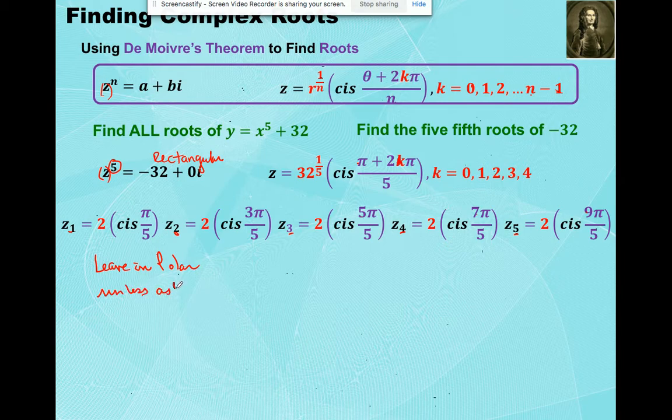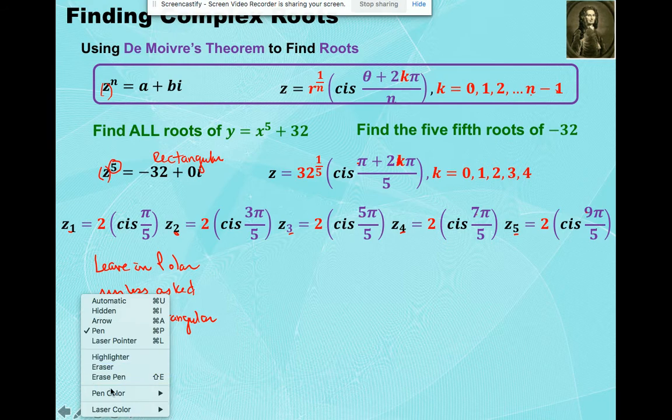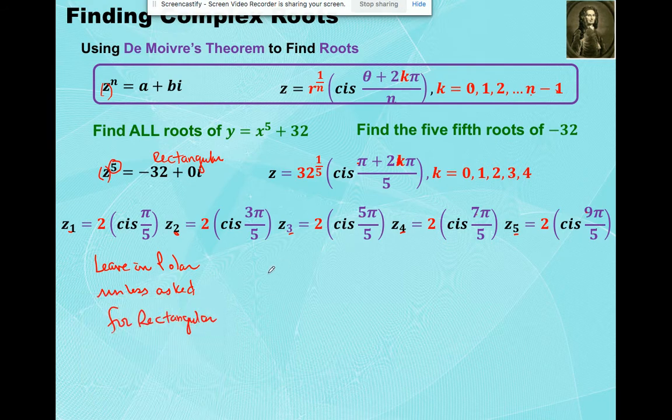Unless you are asked for rectangular or you're matching multiple choice. But it is a nice check for you to say, hey, I know that -2 raised to the 5th is equal to -32. So one of these 5 has to be -2. Can you find it? Oh, snap, there it is.